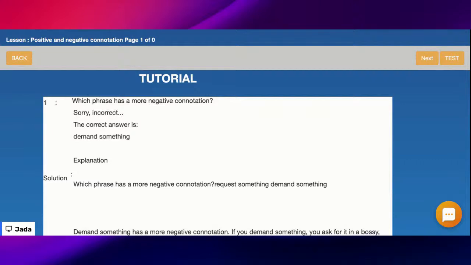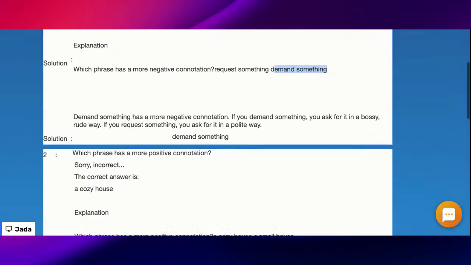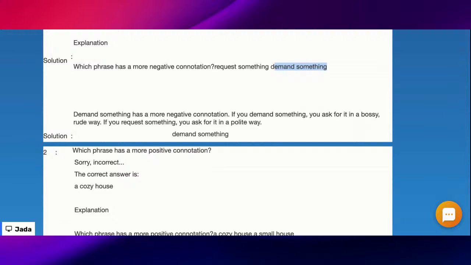So we have, which phrase has a more negative connotation? Request something or demand something. If you're requesting something or you're demanding something, which one is more negative? When you demand something, it's negative because you're acting in a very bossy manner, like, give it to me now. You're not acting kind or calm or in a very nice manner. You're demanding, it's not polite.